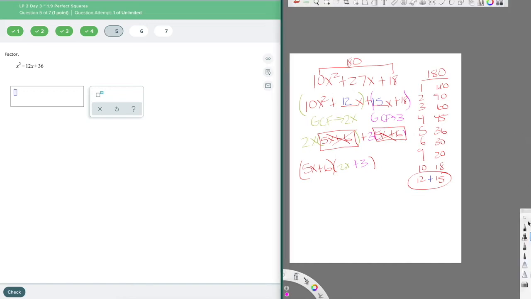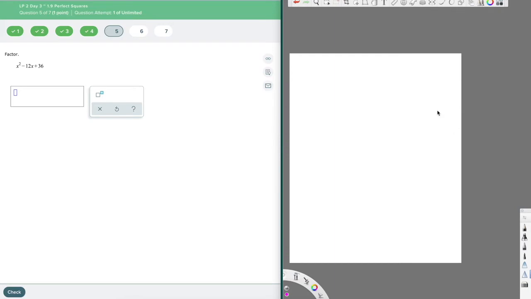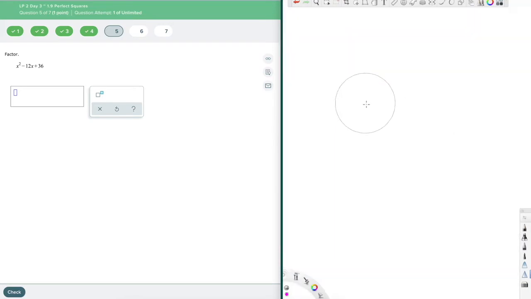So we have finally made it to the perfect squares. A perfect square, when we're talking about a perfect square trinomial, is when we have a certain pattern that we can see here. The pattern is a squared minus 2ab plus b squared. This could also be a plus if this was a plus. So there are two different patterns that we can see here.